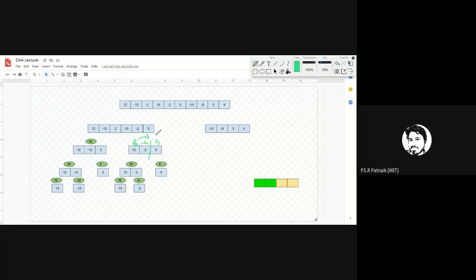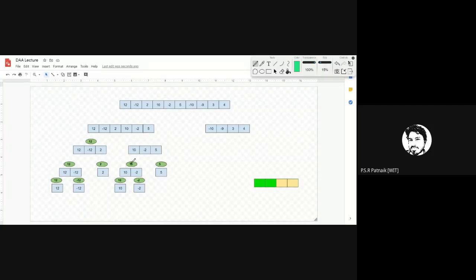What is the sum of these two? 8 plus 5. 13. So what I get here is the center as 13.